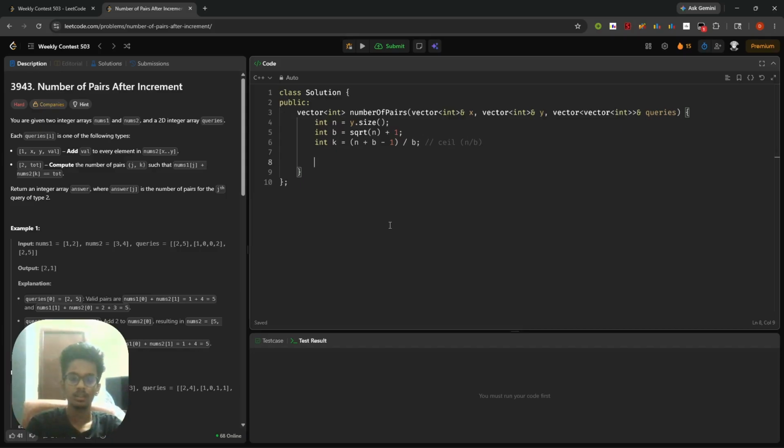Okay, so to answer these kind of queries, which is add and compute if there's a pair sum existing or not, I need to store the frequency of everything. So let me make blocks now.